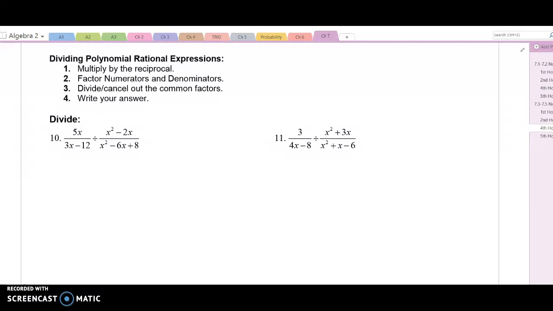When you're dividing polynomial rational expressions, you're basically doing the same thing that we did when we were multiplying polynomial rational expressions. We are going to end up with factor, factor, factor, factor, cancel out common factors. But before we get to that point, we need to change the division into multiplication. We do not divide fractions. You learned this a long time ago. Don't divide fractions. Instead, multiply by the reciprocal.